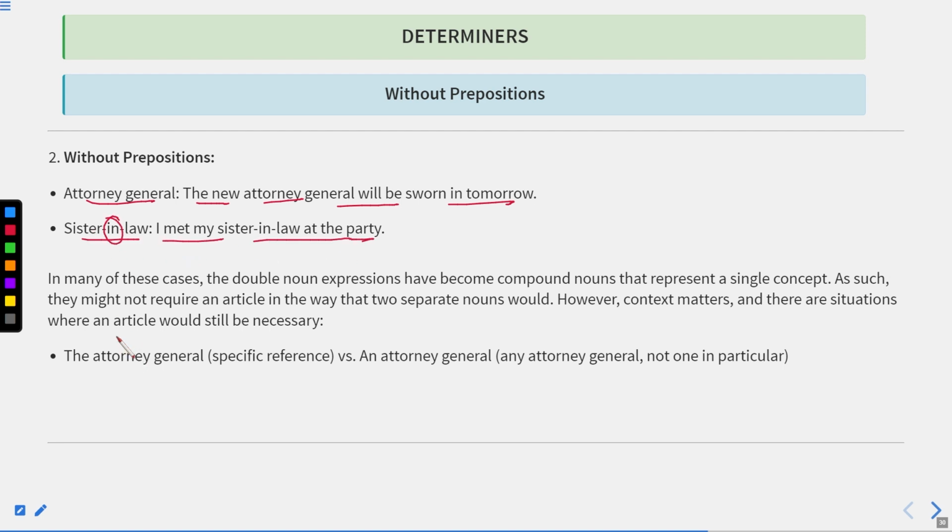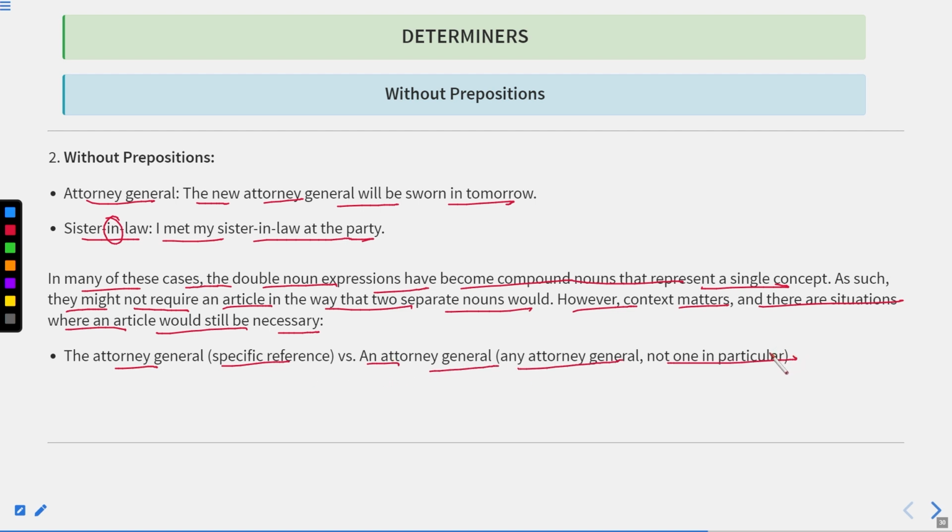However, this contains in. In many of these cases, the double noun expressions have compound nouns that represent a single concept. As such, they might not require an article in the way two separate nouns would. However, context matters, and there are situations where an article would still be necessary. The Attorney General is a specific reference, versus Attorney General, any Attorney General, not in particular. Okay, so we can also use words to specify any person, which can be an attorney general.